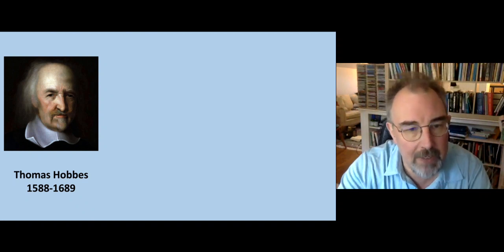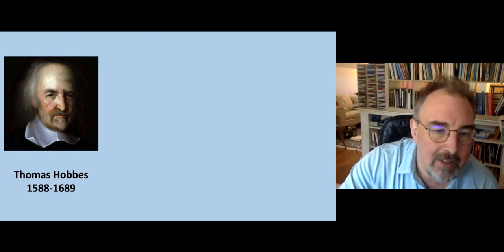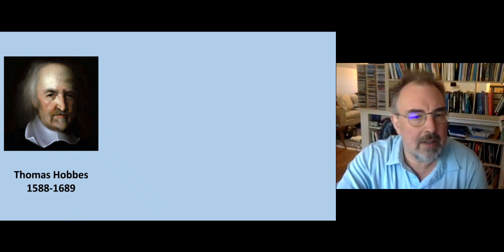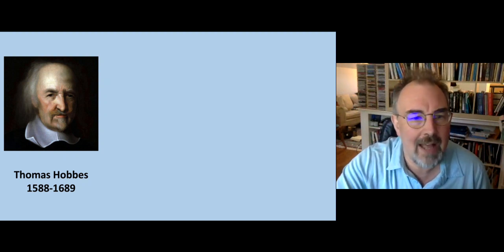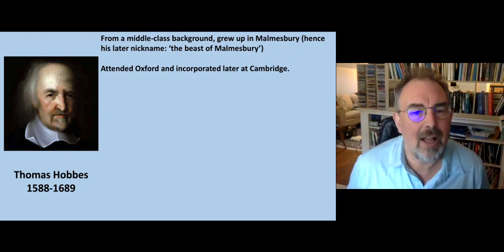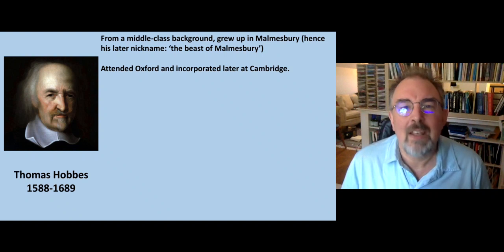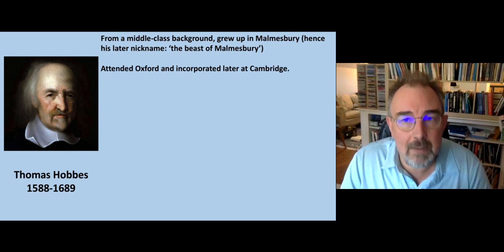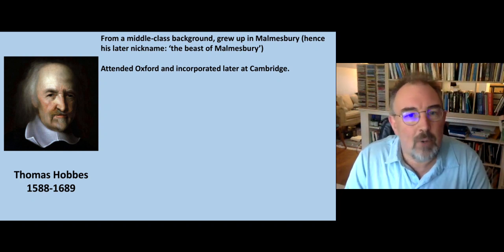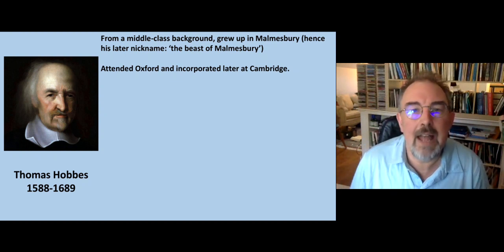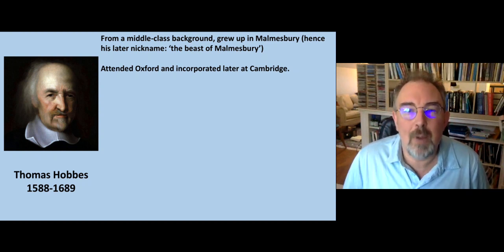Just a few words about Hobbes himself. I don't want to get too bogged down in the biography, but there he is, handsome fellow, lived from 1588 to 1689. I think that's wrong. Those dates are wrong. I'll correct that. Sorry, can't possibly be right. He did have a long life, but he didn't have quite that long a life, I think. So I'll correct that. He comes from a middle-class background. He grew up in Malmesbury, which is about halfway between Bristol and Oxford, if you know your English geography. This is what explains his later nickname, the Beast of Malmesbury.